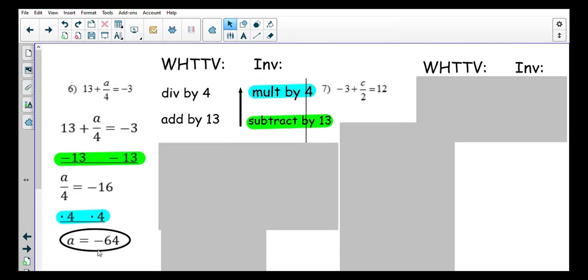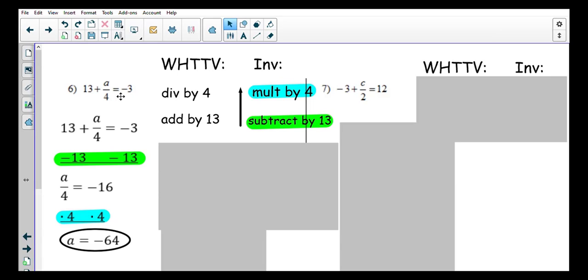Again, it's not a bad idea to double check your solution. So if you're going to do this in your calculator, 13 plus negative 64 divided by 4. I would not put it in as a fraction, even though it's written that way. It's just easier to use division to check your solution.